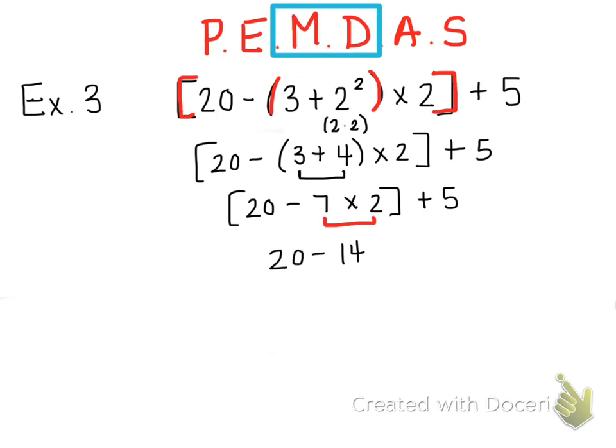The 20 is still in front of it. It's still in brackets because I haven't solved everything inside of it. Now I have 20 minus 14, and that's all I have in there. So I can do the 20 minus 14, which is 6. I don't have to write the brackets anymore because I've solved everything inside there. And then I add 5. And 6 plus 5 is 11.